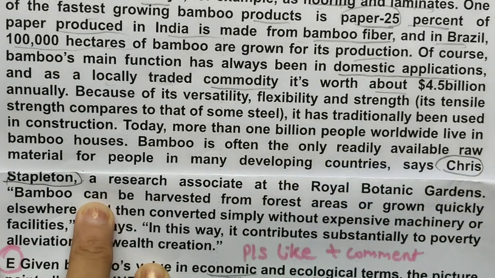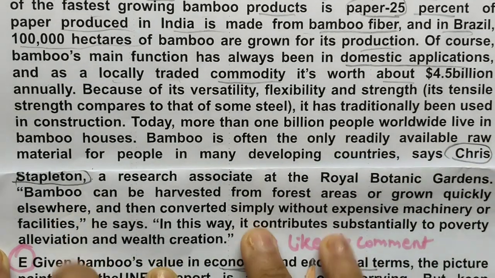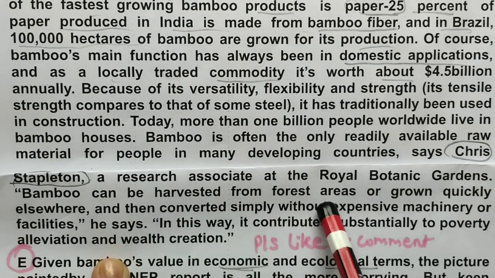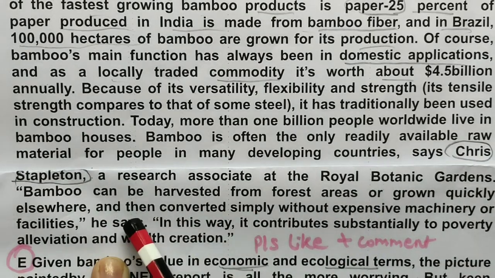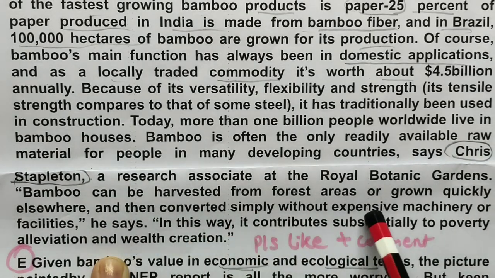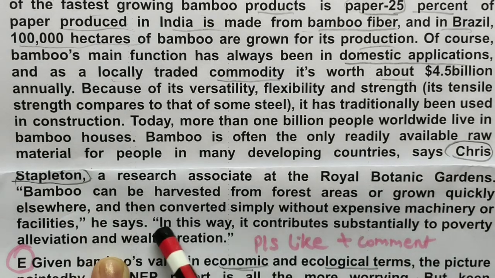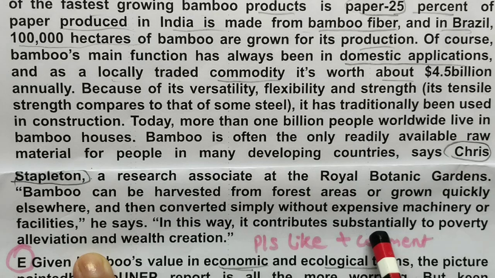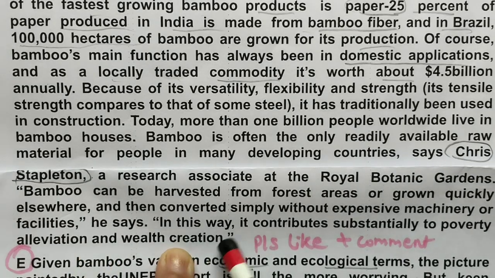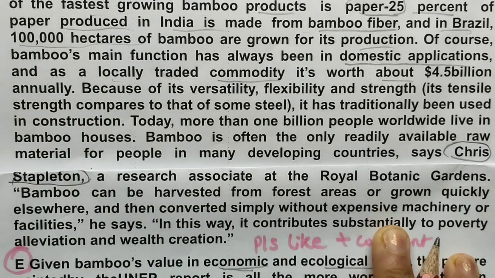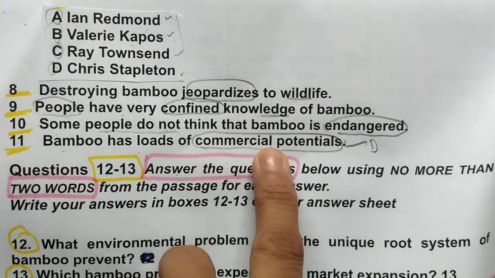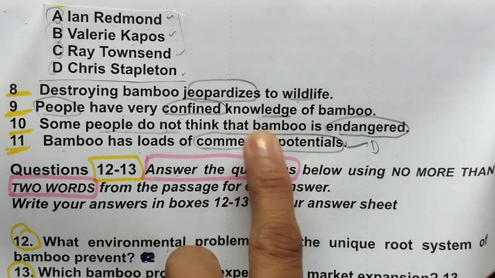So look at this person saying, I will show it to you, at the end also he had talked. This person says, bamboo can be harvested from forest areas or grown quickly elsewhere and then converted simply without expensive machinery or facilities. He says in this way it contributes substantially to poverty alleviation and wealth creation. So we have selected correct. Actually, I am not reading too much for these questions. Wherever I get the location of these keywords, I always select.